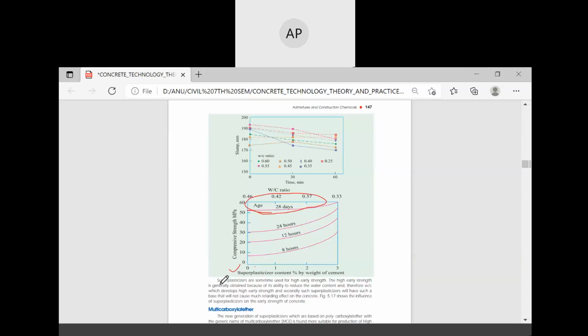Therefore, superplasticizers are sometimes used for high early strength. The high early strength is generally obtained because of its ability to reduce the water content and therefore the water cement ratio, which develops high early strength. And secondly, such plasticizers will have such a base that will not cause much retarding effect. So we use superplasticizer in order to attain a high early strength concrete.